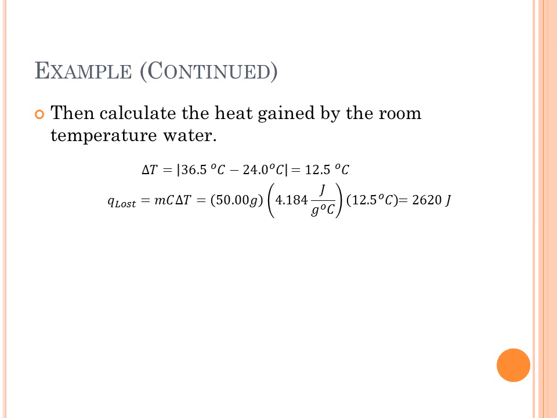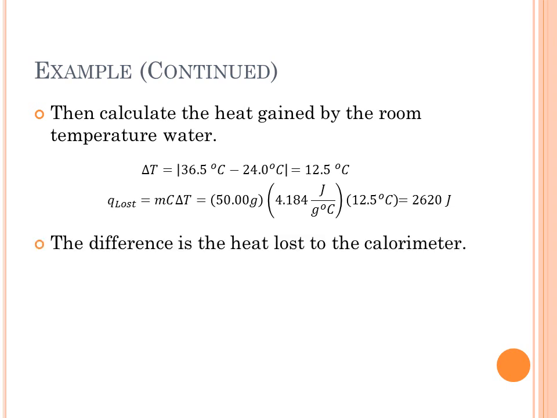The difference is the heat lost to the surroundings or absorbed by the calorimeter. So that heat lost to the calorimeter or the surroundings will be the difference in those two, which means we lost 8,600 joules of heat out of our system.